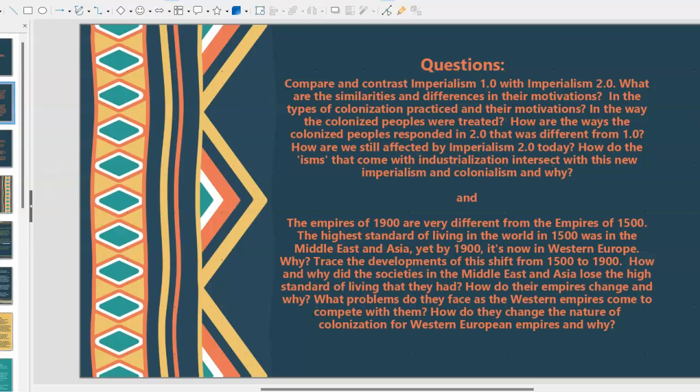What problems do they face as the Western empires come to compete with them? How do they change the nature of colonization of Western European empires today, and why? Okay, well, not today, but and why. So again, they seem similar, and certainly with the second set, it's stuff that we've been talking about, but now it's putting it front and center. Why did the West win? That's really kind of inherent in this.